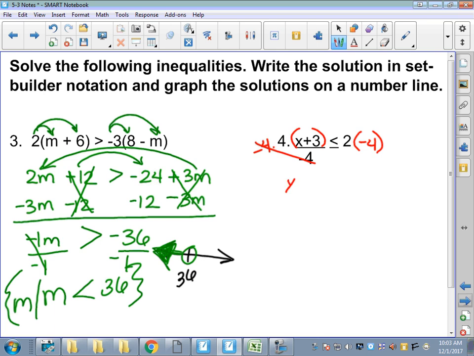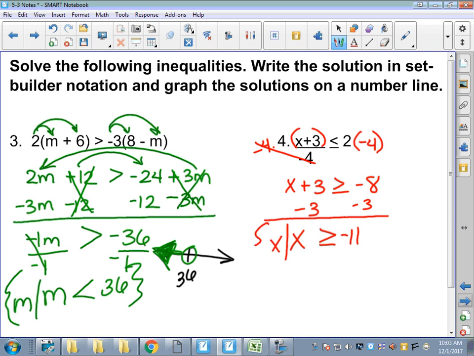So I'm left with x plus 3 greater than or equal to negative 8. We multiplied by a negative, so it flips the inequality. We're going to subtract 3 from both sides. x is greater than or equal to negative 11. And there's your solution in set builder notation. When I make my number line at negative 11, I'm going to have a closed circle at negative 11, and my answers are going to be to the right.